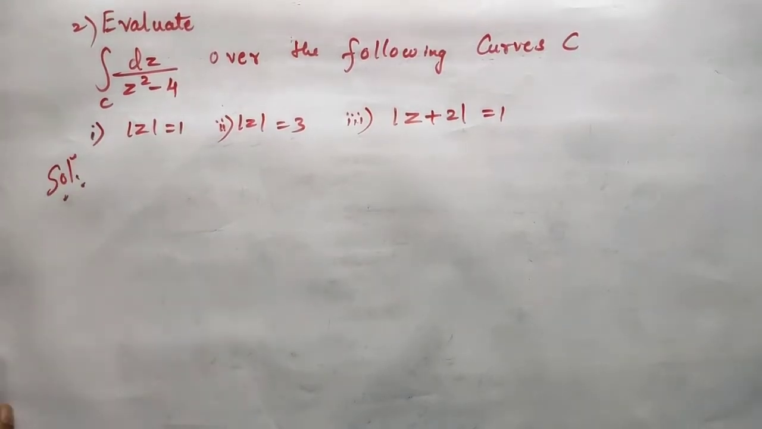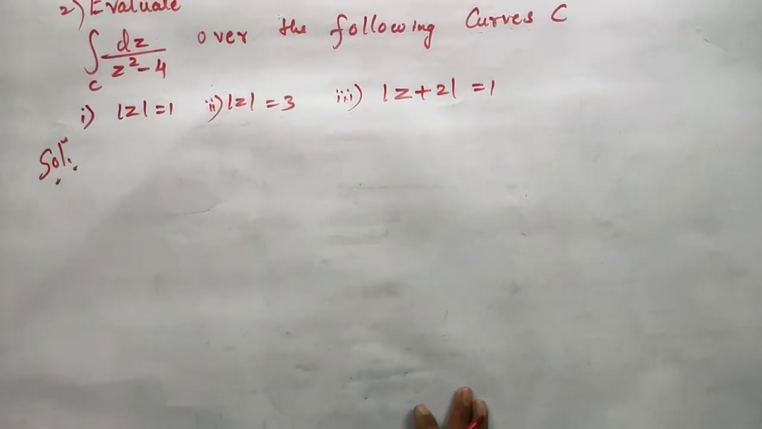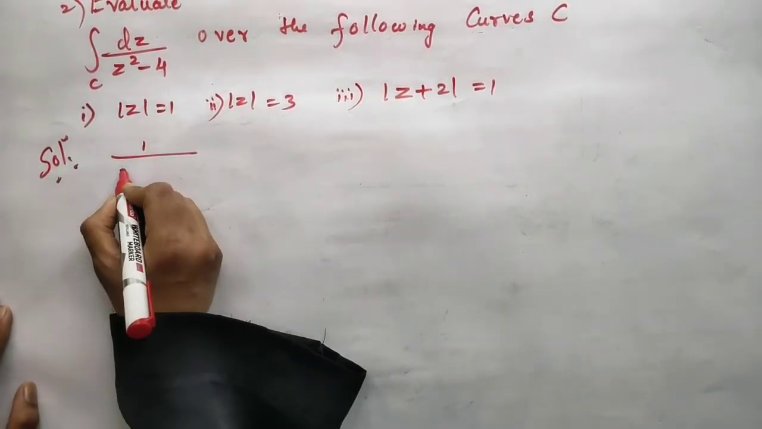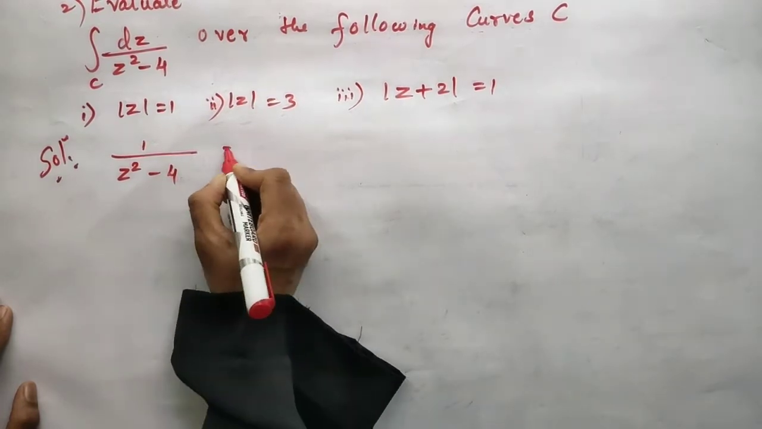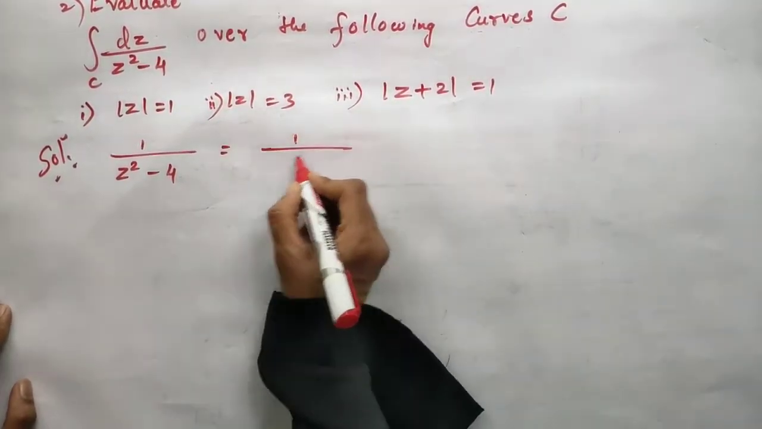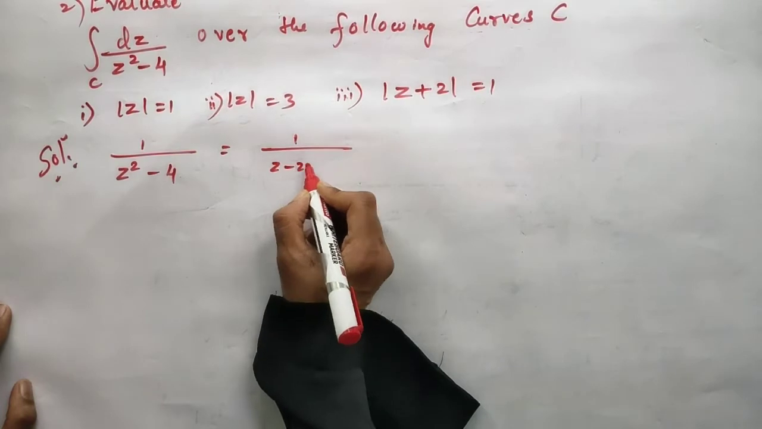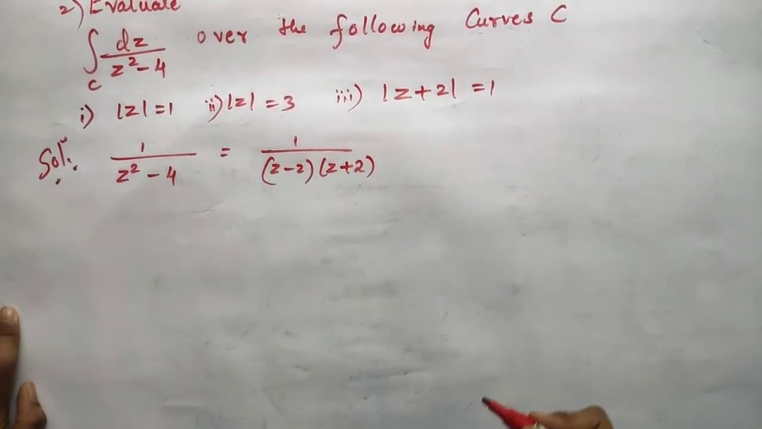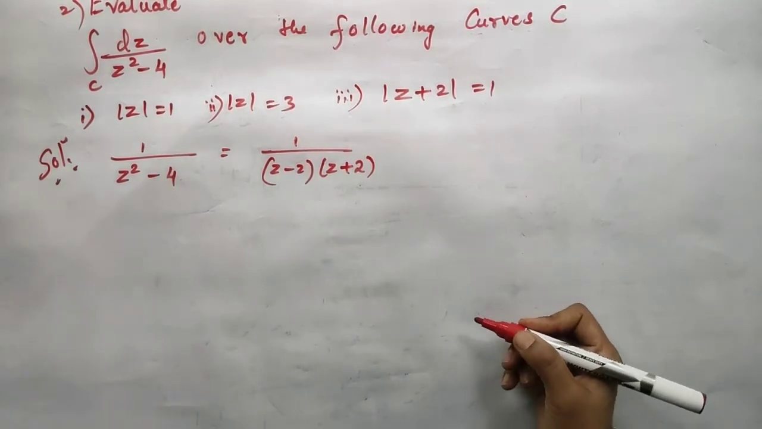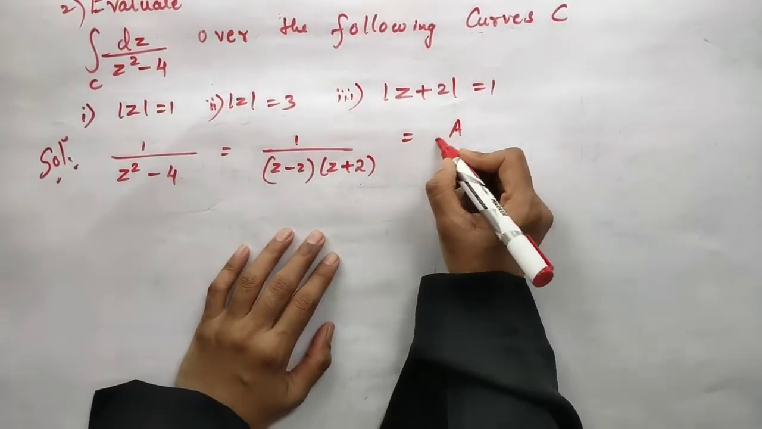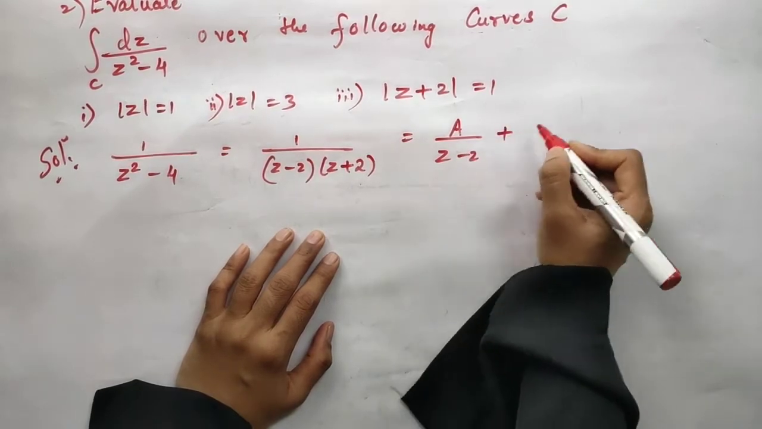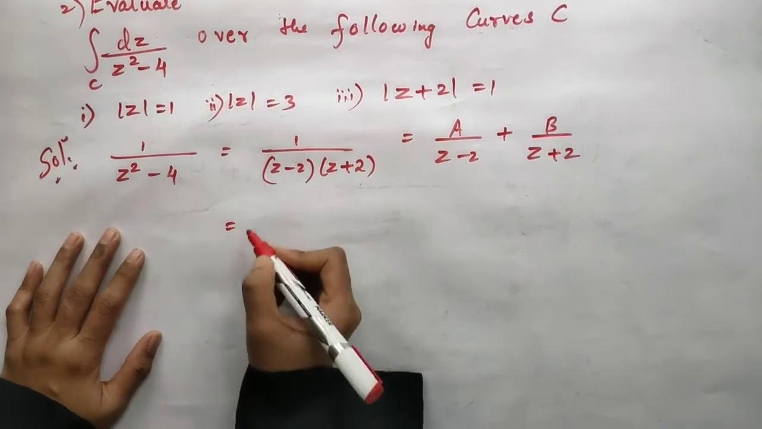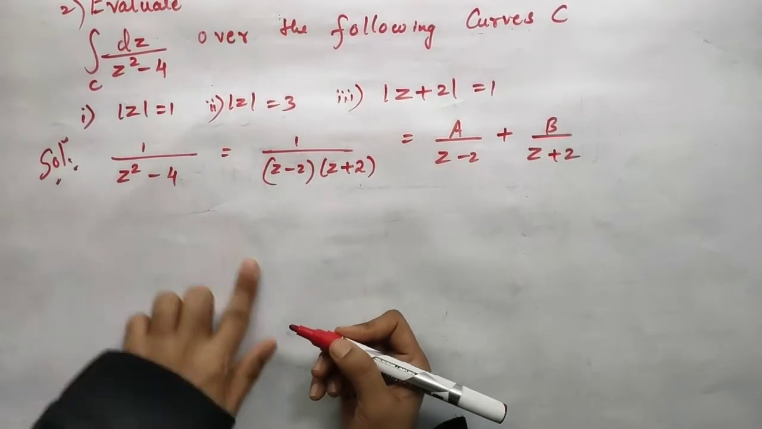The solution goes as, so we are given 1 divided by z square minus 4. First let us consider what this is. This is nothing but 1 divided by z minus 2 into z plus 2. Now let us take partial fractions of this. How do you take? It is a divided by z minus 2 plus b divided by z plus 2. First resolve this into partial fractions.